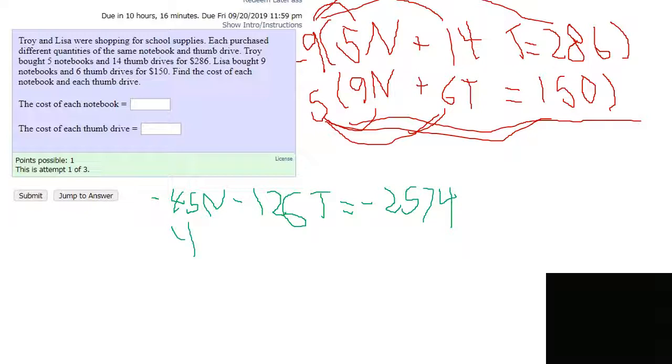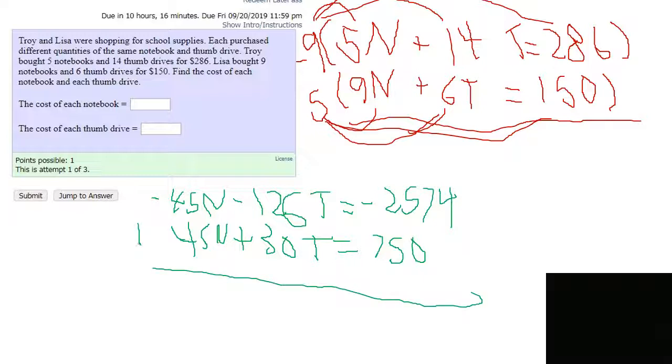Now for our second one, we're going to distribute that 5. So we have a positive 45N plus 30T equals 750. So once we get this far, then all we do is just add them together.